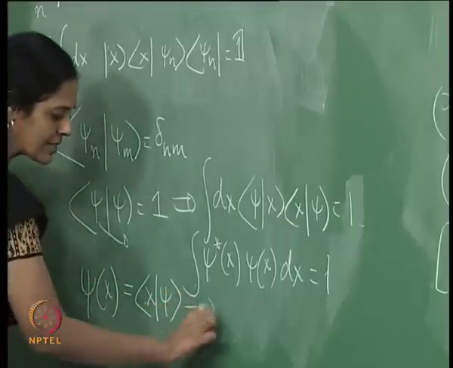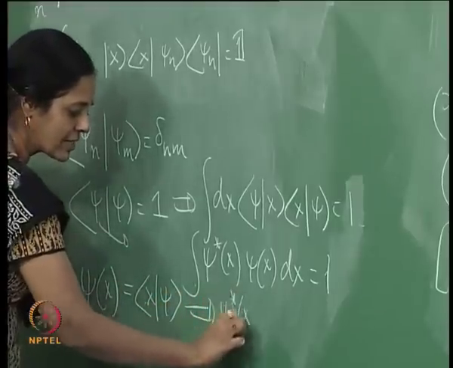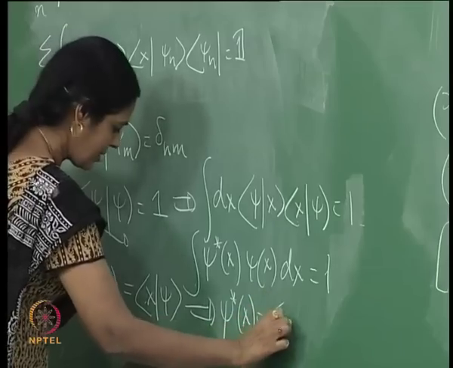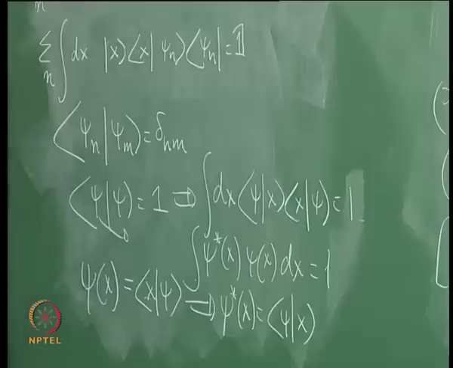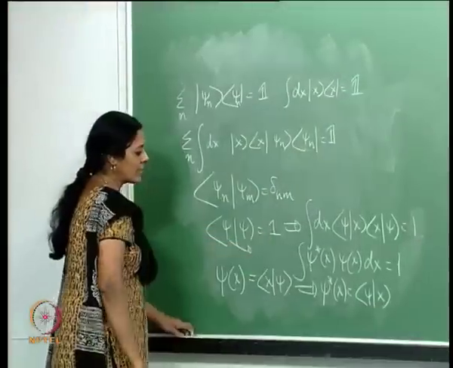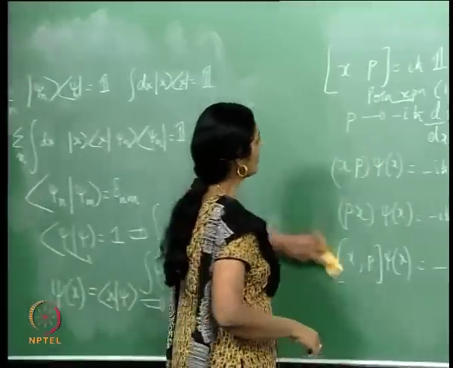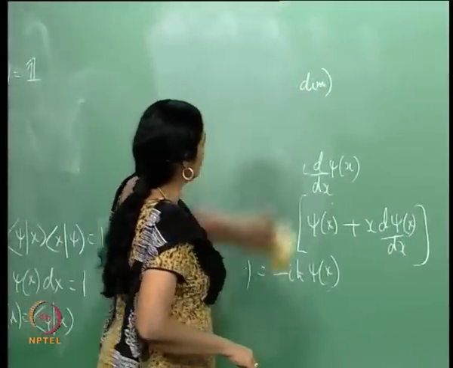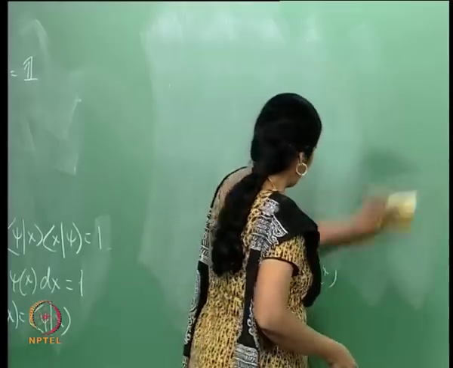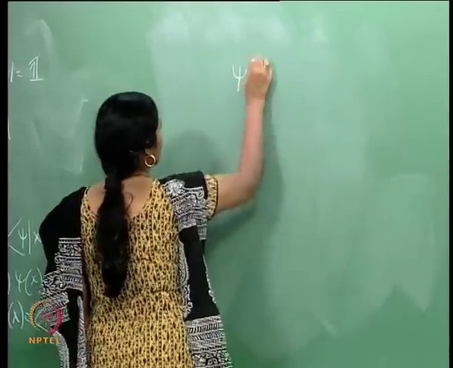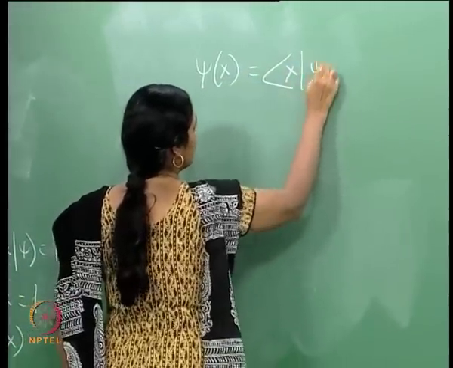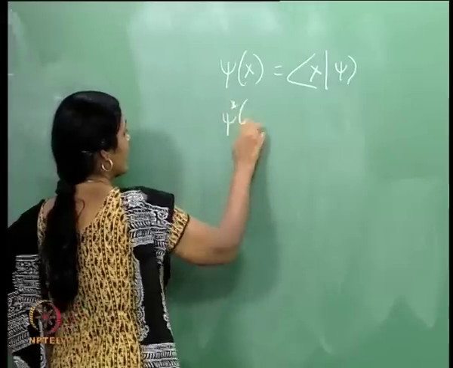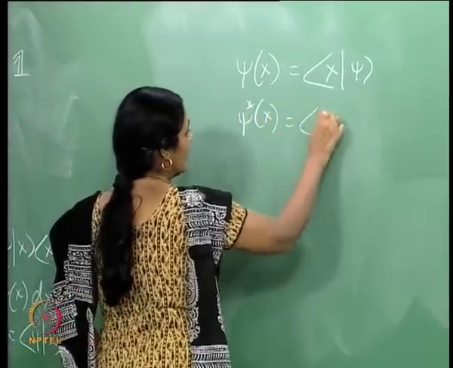This implies that psi star of x is ⟨psi|x⟩. I use bra psi ket x for psi star of x. So by just introducing a complete set of states, I have understood what the notation is in terms of the Dirac notation. Psi of x, which is a function of x, is ⟨x|psi⟩. Psi star of x is therefore ⟨psi|x⟩.